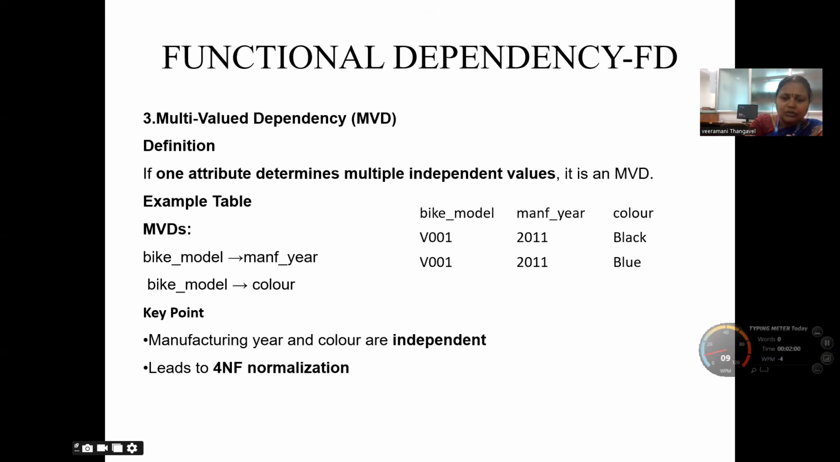For example, we take a relation of bike where we have bike model, manufacturing year, and color. Now we have the functional dependencies. From the bike model, we can derive the value of the manufacturing year. Also, we have another functional dependency. From the bike model, we can also derive the color of the bike. So multiple values can be derived in this kind of multivalued functional dependency. The manufacturing year and color are independent. This leads to the fourth normal form.